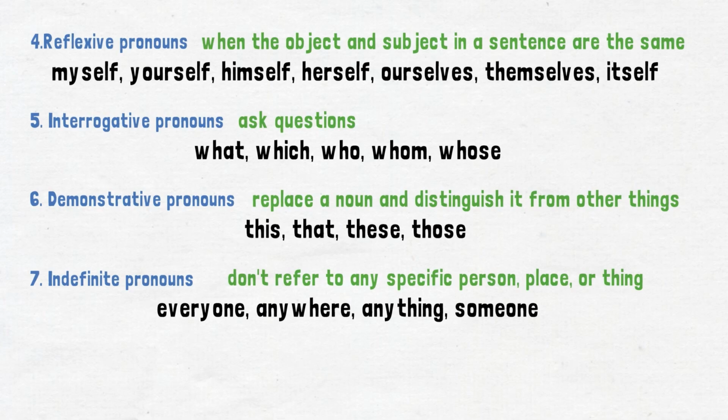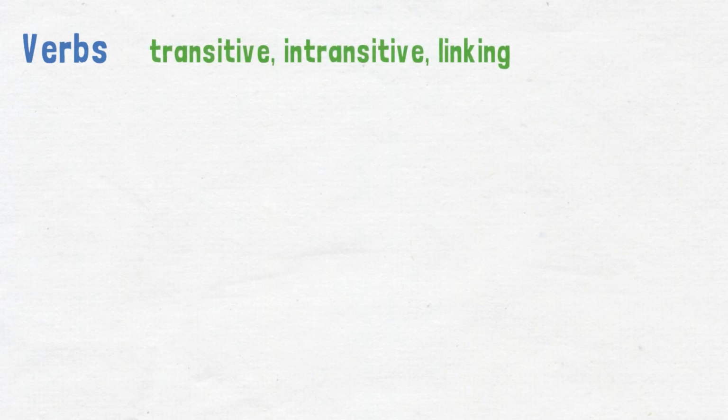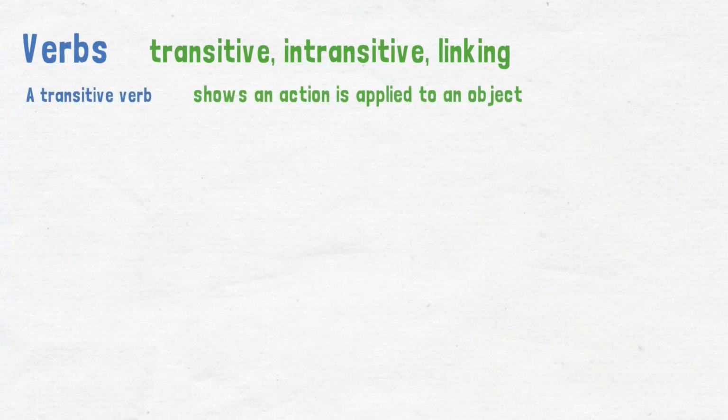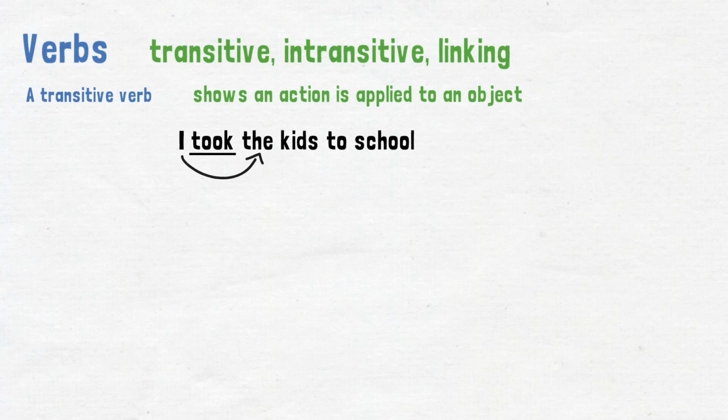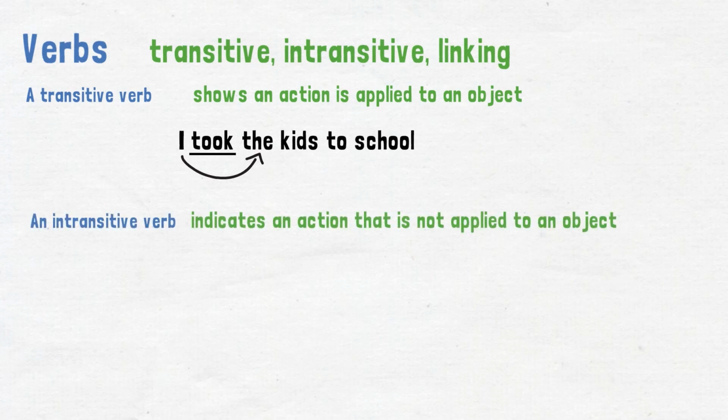Third part. Verbs. There are three kinds of verbs in the English language: transitive, intransitive, and linking. A transitive verb shows that an action is applied to an object. In the sentence, I took the kids to school, the verb took shows that I performed an action on the object of the sentence, which is the kids. An intransitive verb indicates an action that is not applied to an object. For example, in the sentence I sang, I performed an action that is not linked to an object.